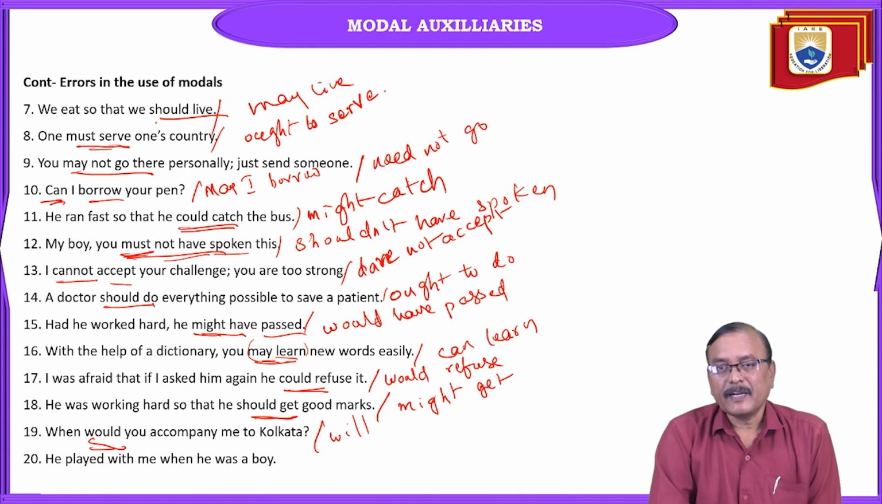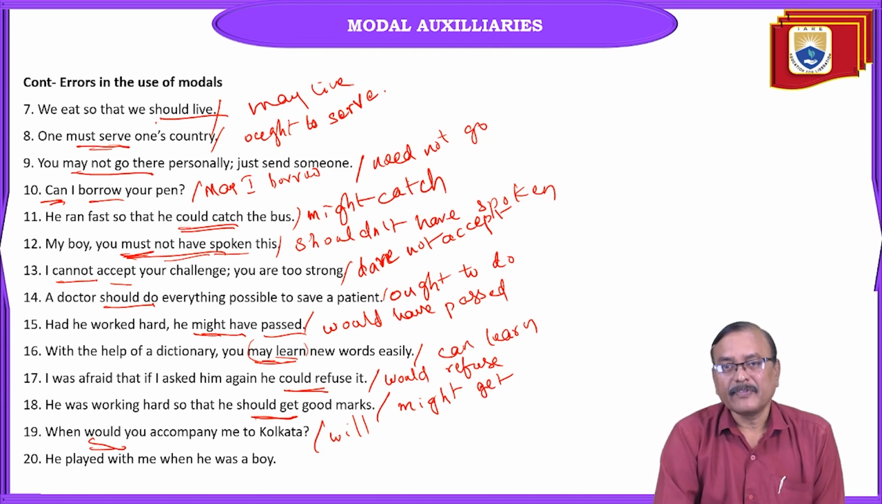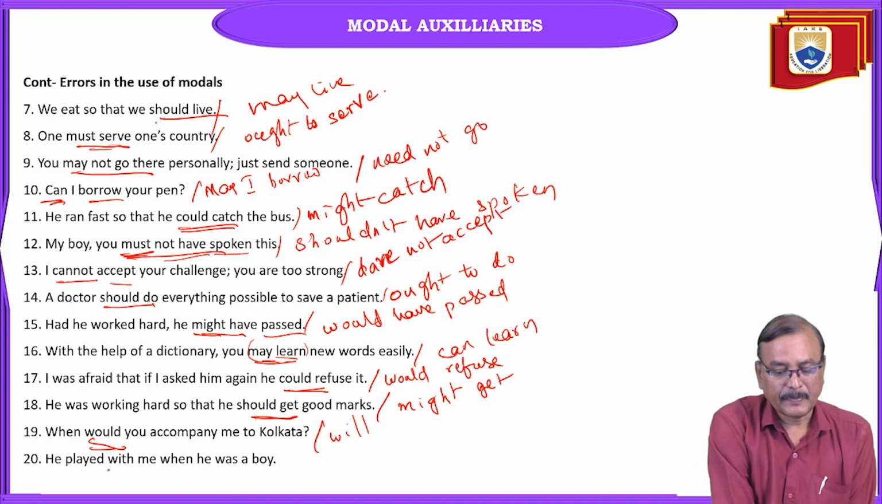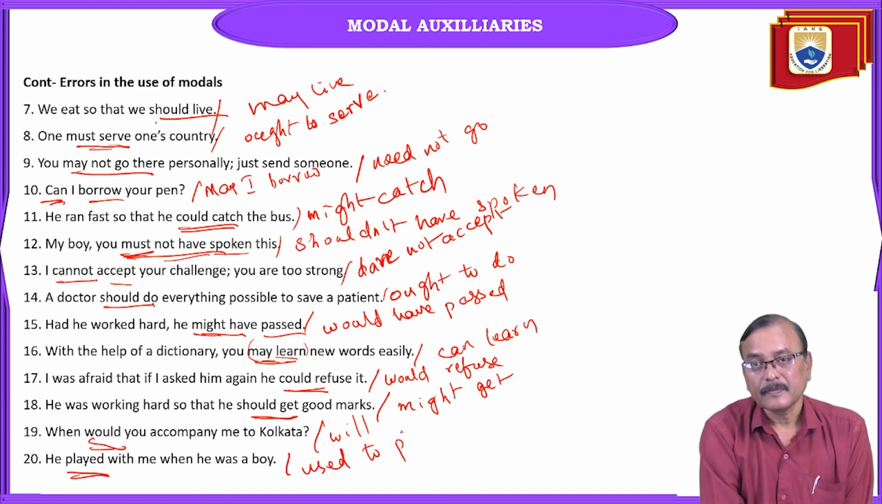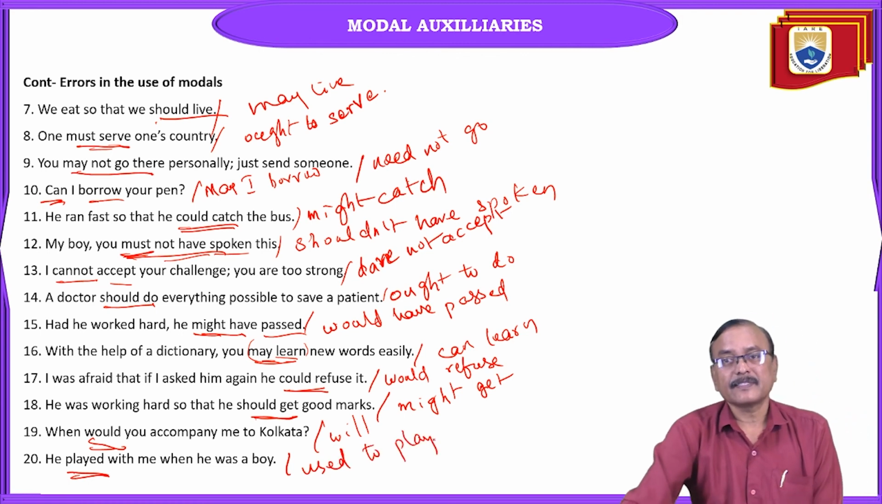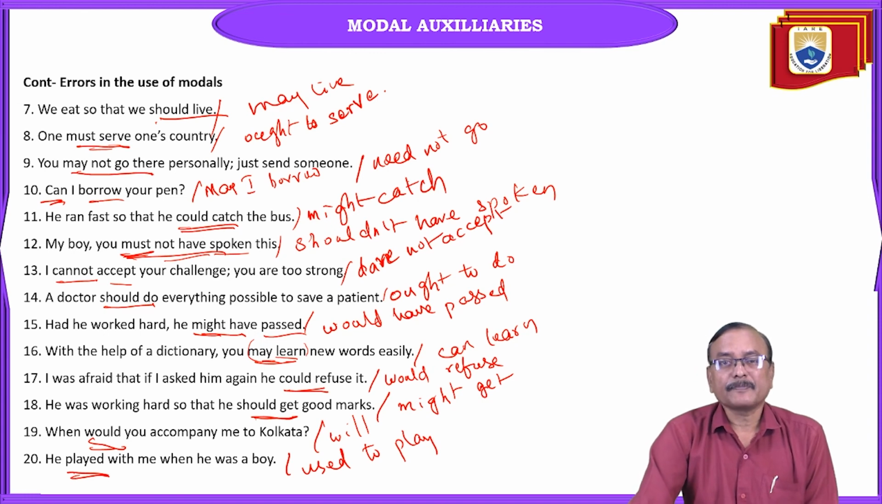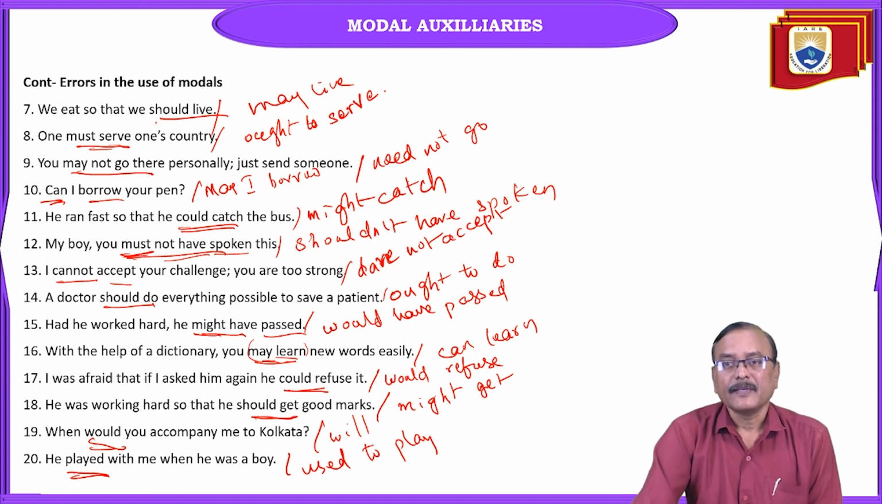Next, he played with me when he was a boy. Instead of played, for a past habit, he used to play. He used to play with me when he was a boy. To indicate past habits, we use used to plus V1.